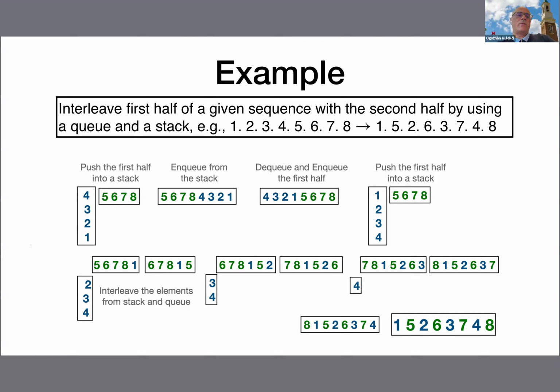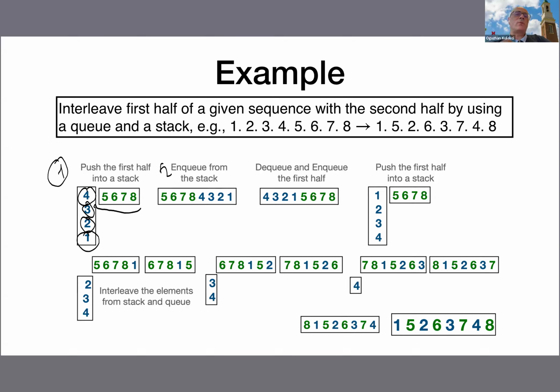Okay. So I start with the first step. I will push the first half into a stack. Push 1, push 2, push 3, push 4. And the remaining items, they are staying in the queue.